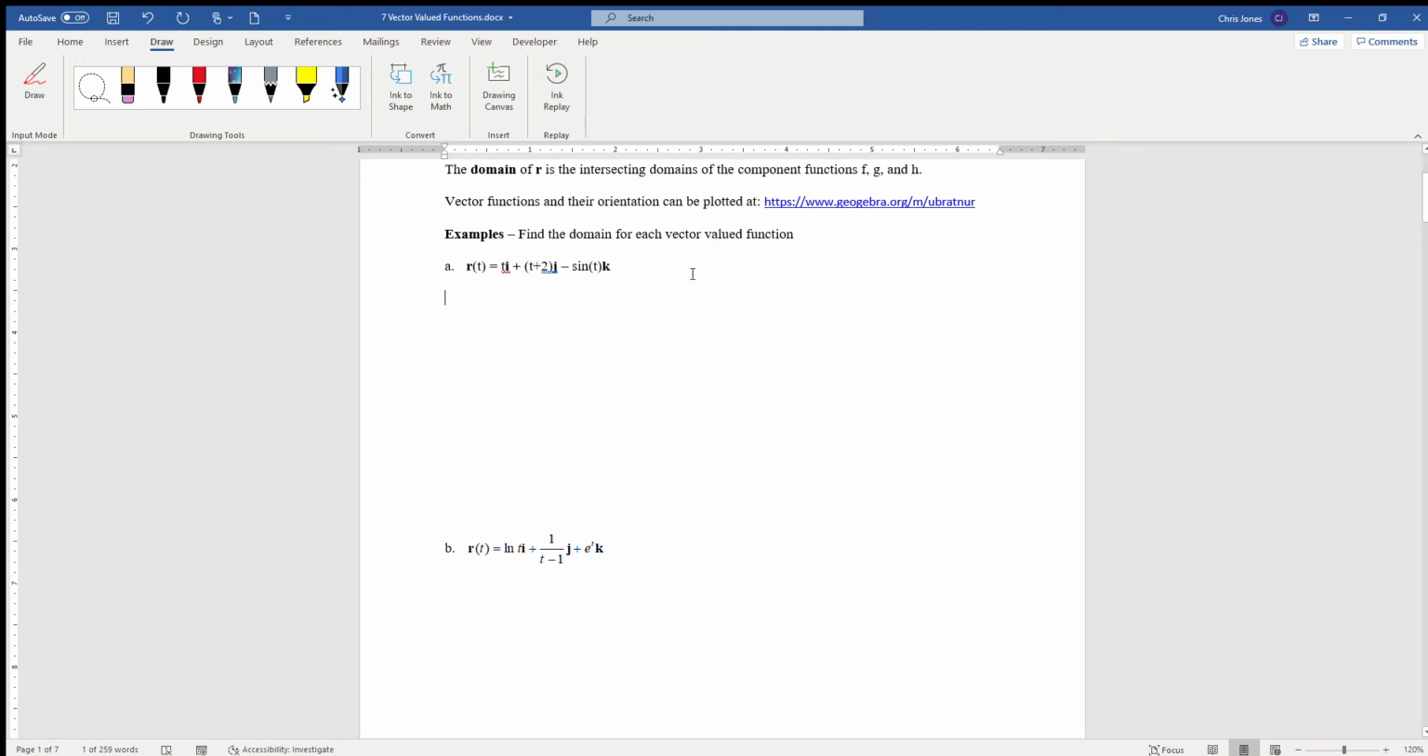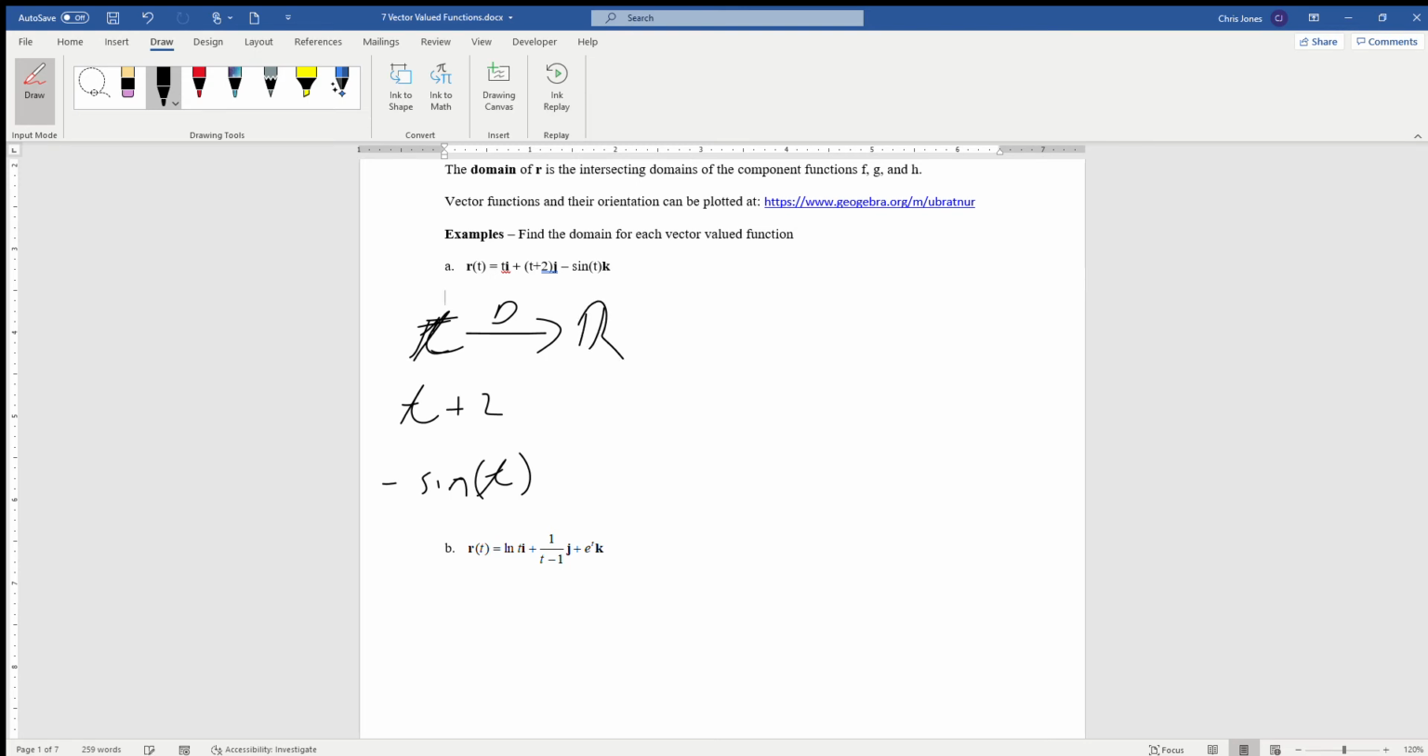All right, so regardless of typos, what we're going to do is find the domain of the first function, which is t. We're going to find the domain of t plus 2, and then we're going to find the domain of minus sine t. All right, so the domain of t is all real numbers, because we can plug in any number we want for t and get an output for that. Similarly, for t plus 2, the domain is all real numbers as well. In fact, both of those are just lines that run infinitely in 2 dimensions.